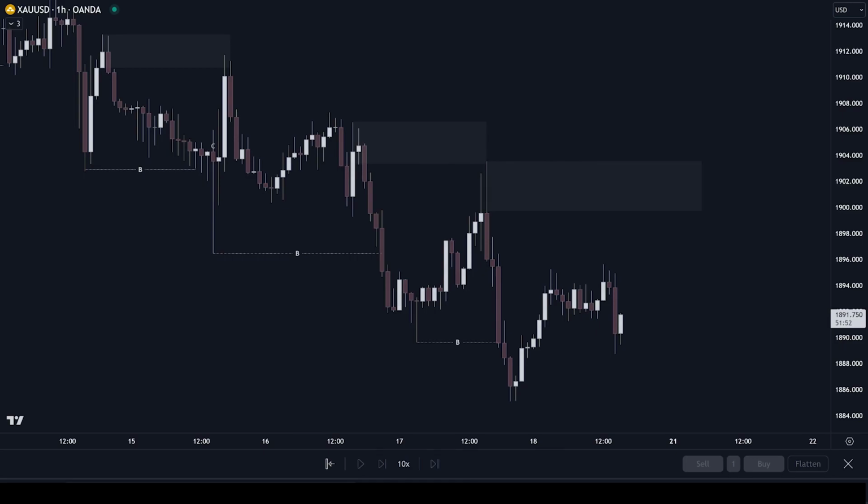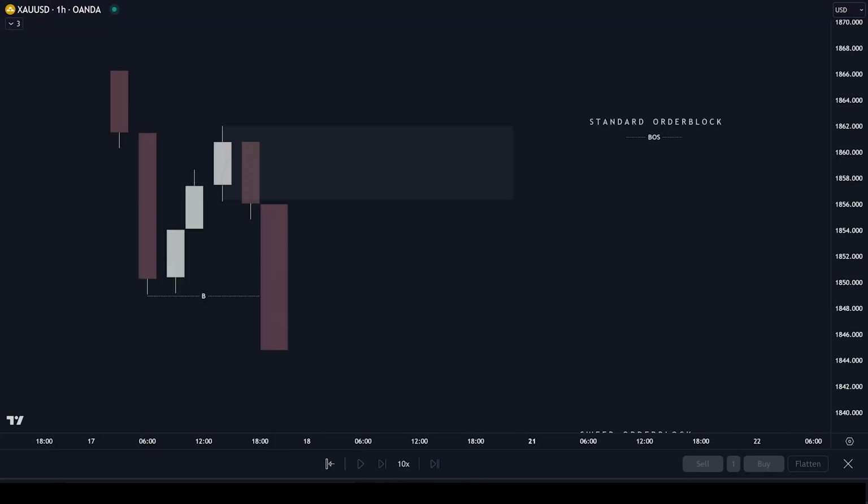Basically, in this video we're not going to go deeper into the theoretical aspect. We're going to see the three main types of order block, and I will show you some examples in the real market. So the first one will be the standard order block.